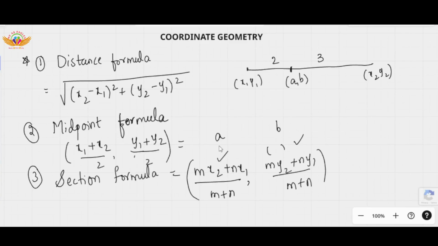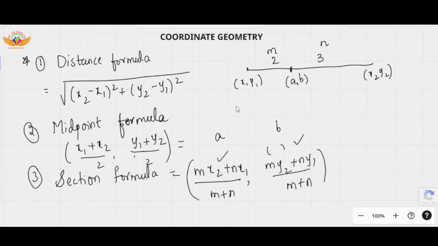Okay, by using the section formula, we are going to find out this point. So this 2 parts and 3 parts, we are calling it a ratio. It is dividing this line in the 2:3 ratio. So we call these M and N. M:N is the ratio in which the line is being divided.